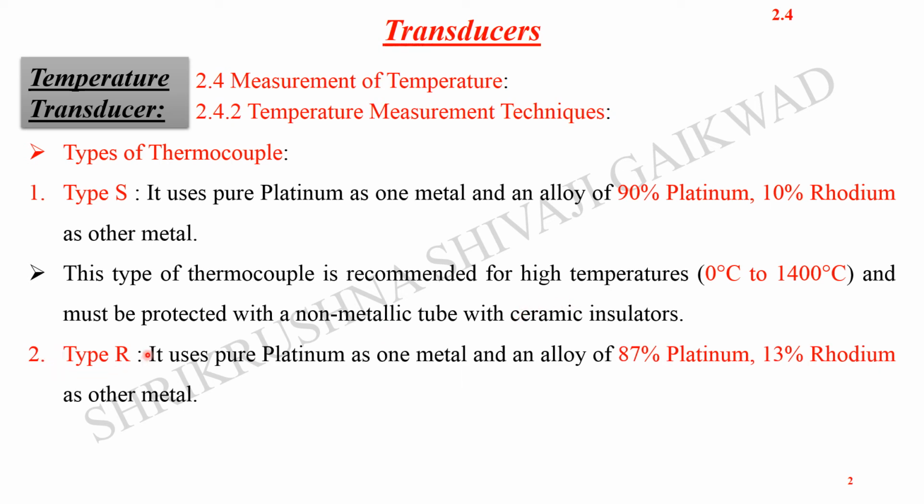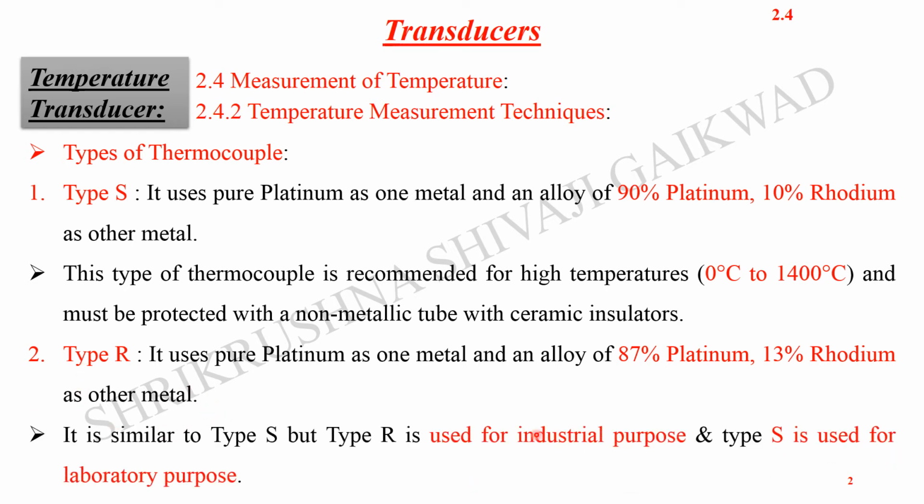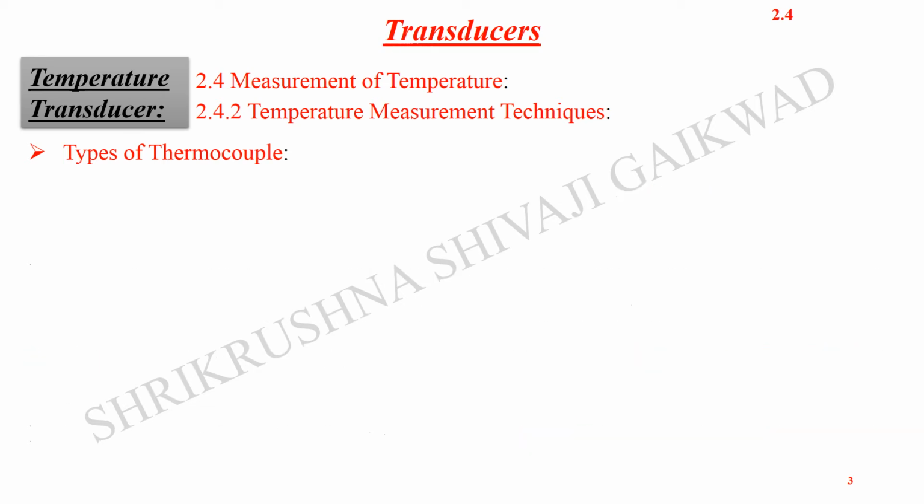The second type is the type R, which uses pure platinum as one of the metals and an alloy of platinum and rhodium. It is the same as type S, but the composition of the alloy contains 87% platinum and 13% rhodium, so its properties vary. So it is similar to type S, but type R is used for industrial purposes, and type S is generally used for laboratory purposes.